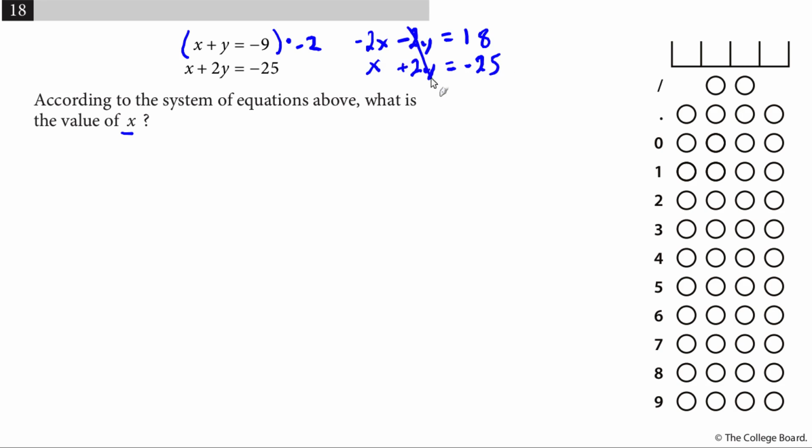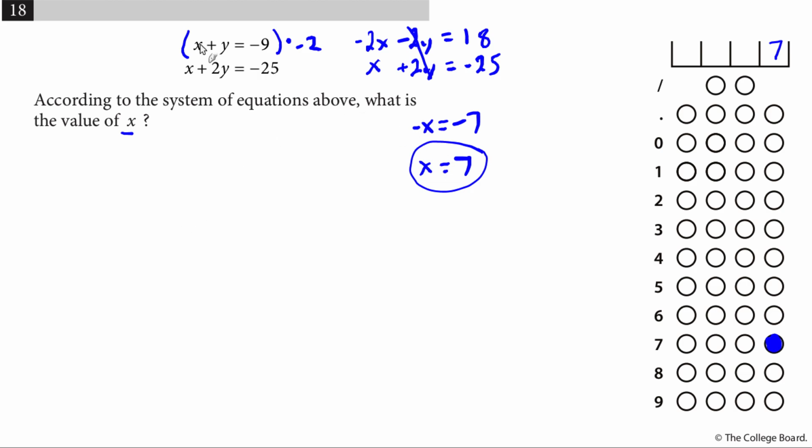Those cancel. I get a negative x, and when I go through, that would give me a negative 7, which means that x will equal positive 7. If I'm pressed for time, I'll write my 7 down, I'll fill in the circle, and I'd go on. If I have the time, I would go ahead and solve for y and check my answer.